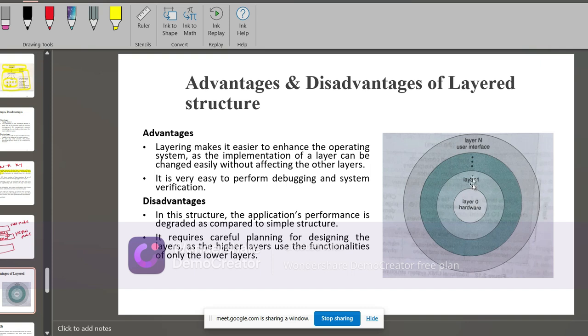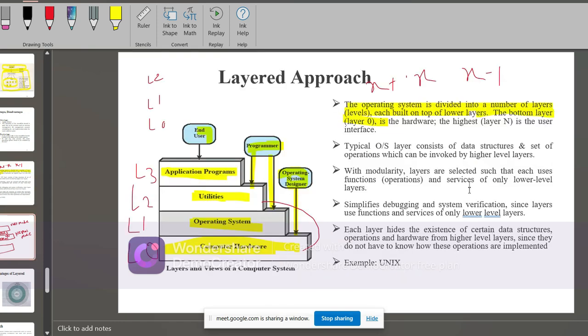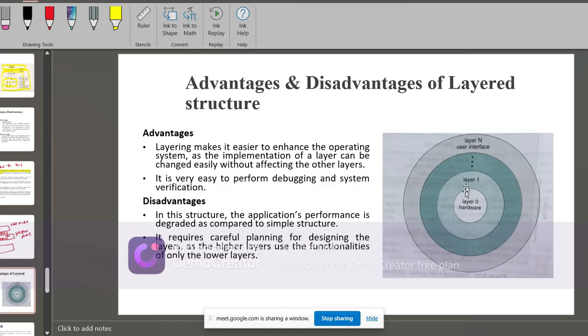So see the layer structure. This is layer 0, that is the hardware layer. On top of the hardware layer, layer 1, the OS is there, then utilities are there, and the last layer is layer N, that is the user interface. Suppose this is a layer X.